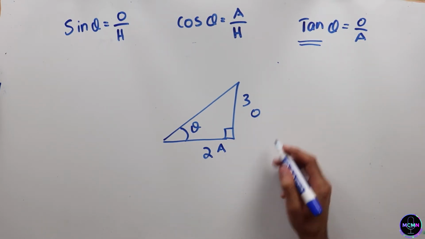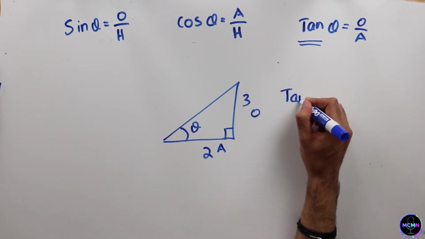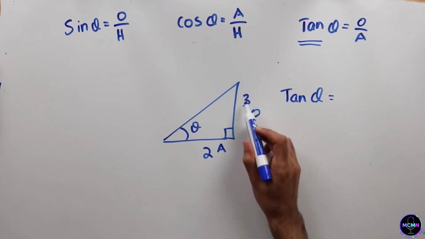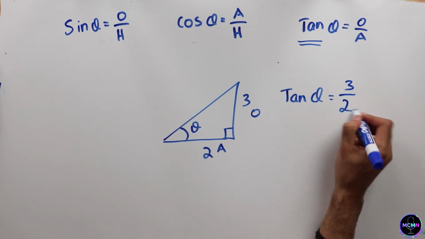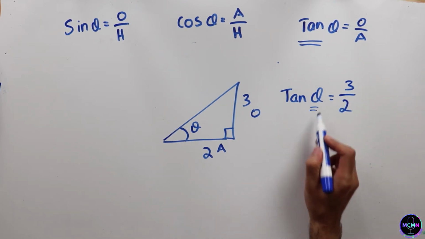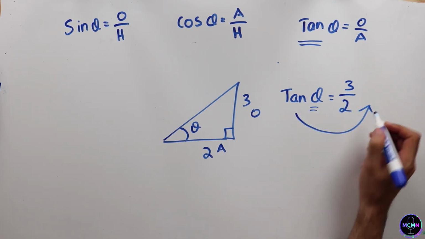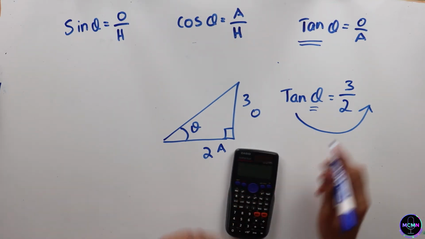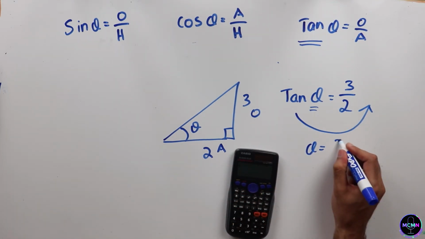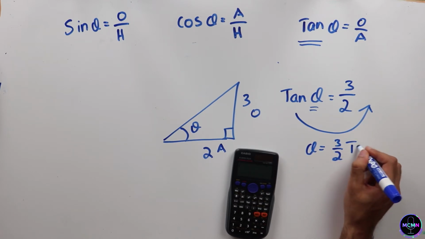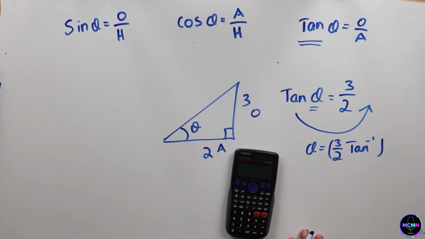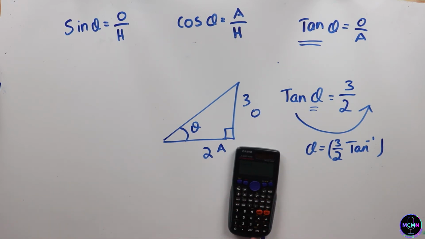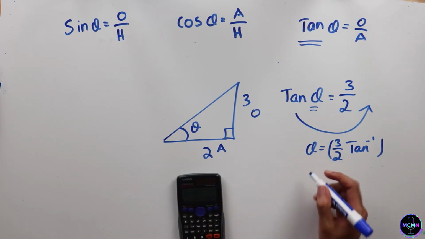So tan of theta is equal to opposite, which in this case is 3, over the adjacent, which is 2. Rearrange this to find theta, so I'm going to send tan to the other side. There's a button on your calculator which is called the tan inverse. So I'm going to tan inverse this entire side. So shift tan, I'm left with 3 over 2, and theta is equal to 56.31 degrees.